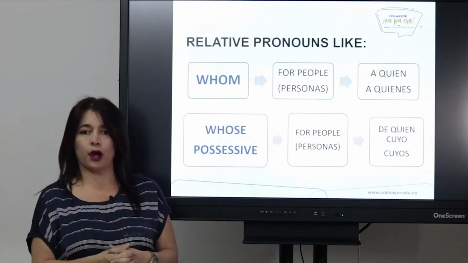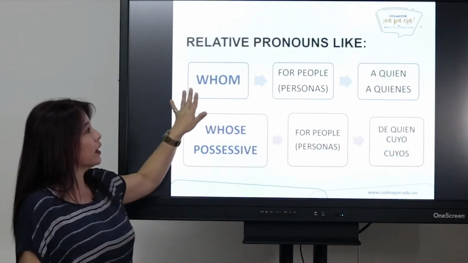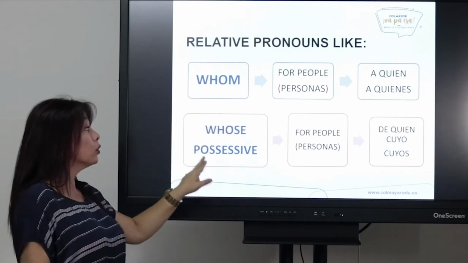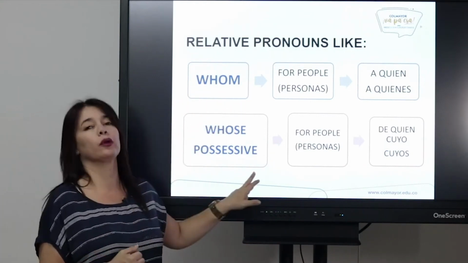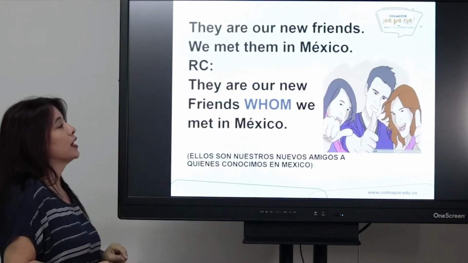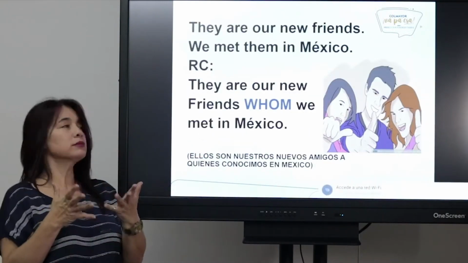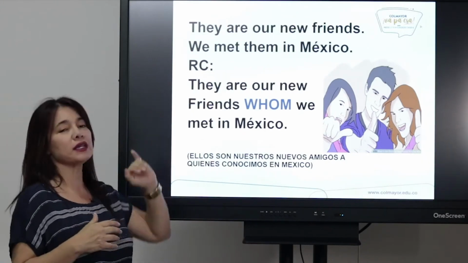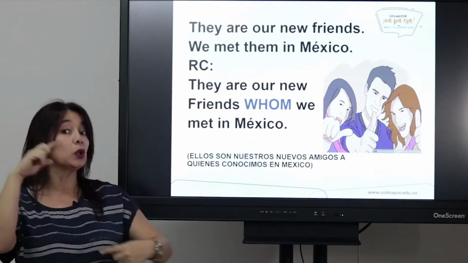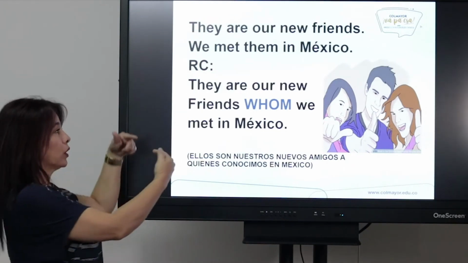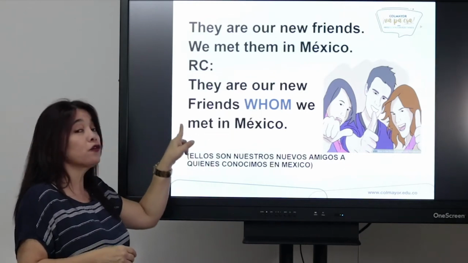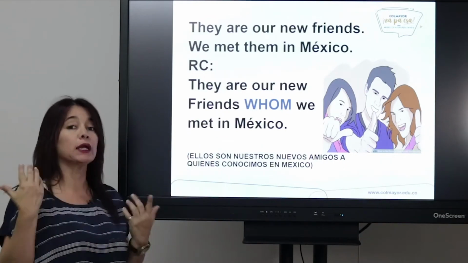Other relative pronouns that we have could be who for people too, and whose, that is a possessive for people too. For example, these pictures are friends. They are our new friends. We met them in Mexico. Again, two independent sentences, and we connect them with the relative clause. They are our new friends who we met in Mexico.